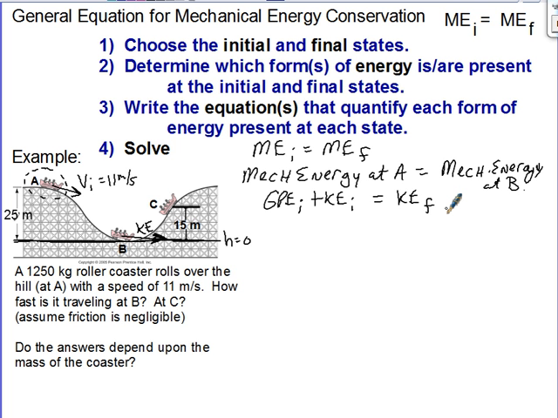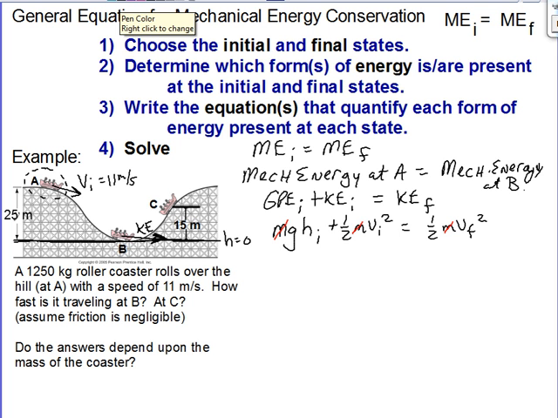So I've determined what forms of energy are present, and I've written the equations. Let's go ahead and finish that up by writing what those equations are. mgh initial plus 1/2 mv initial squared will end up equaling 1/2 mv final squared. So now I've written the equations that quantify those. We can see right now, as is often the case, that the mass of the car does reduce out in this particular problem, and we've seen that happen quite a few times.